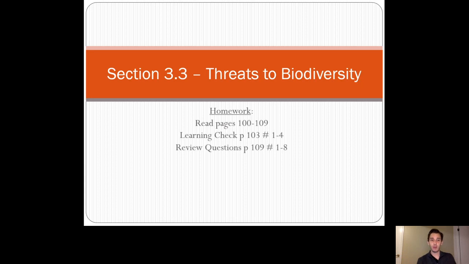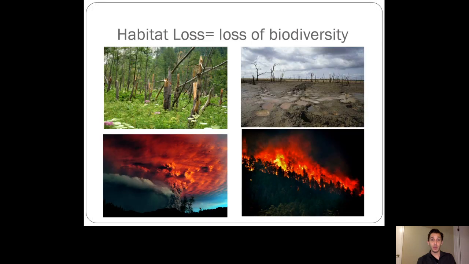Okay, threats to biodiversity. Now, habitat loss means loss of biodiversity. If a thing has no place to live, then it cannot live. Okay? If a species has no habitat to live in, well, then that species is not living.